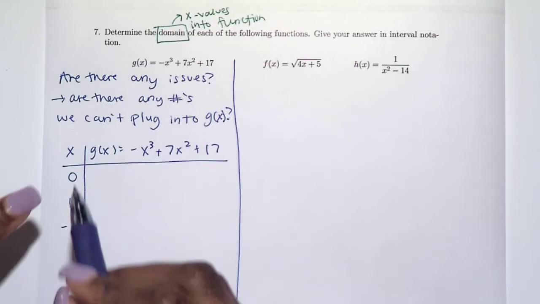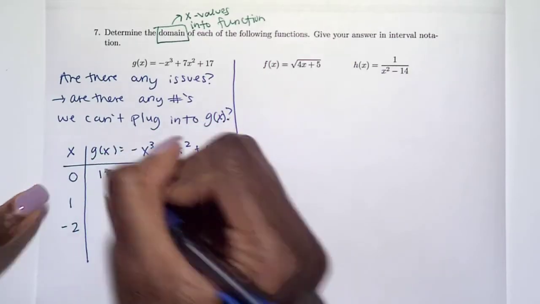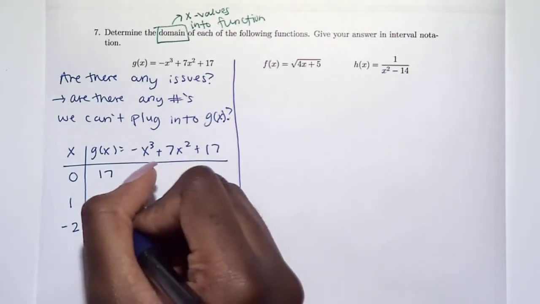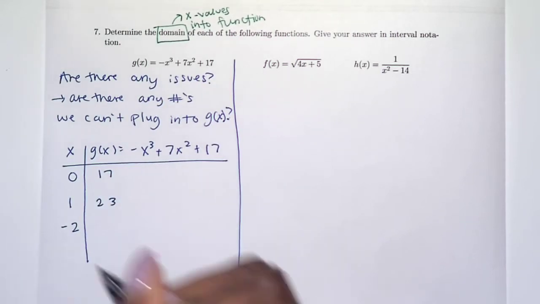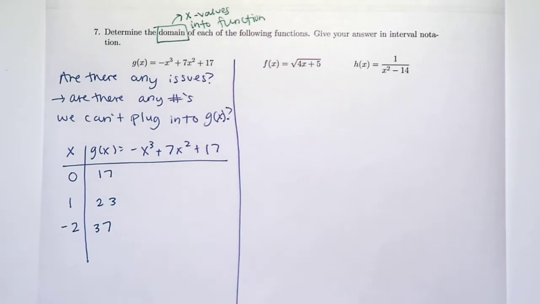And we do. So when we plug in 0 here, we get 17. When we plug in 1, we get 23. When we plug in negative 2, we get 37. And so you may want to think about other numbers to try to plug in here and think, is there any number that I could plug in that won't give me an answer? And so you should be able to plug in any number that you want. So that means the domain of this function is all real numbers. You can plug in anything.